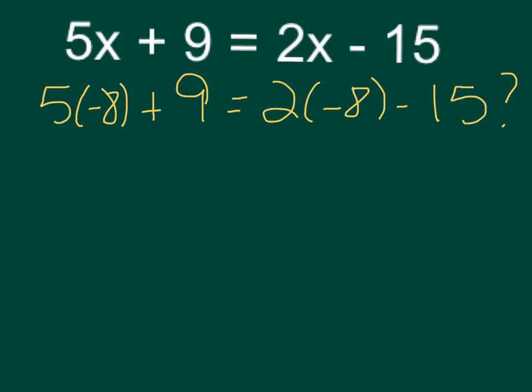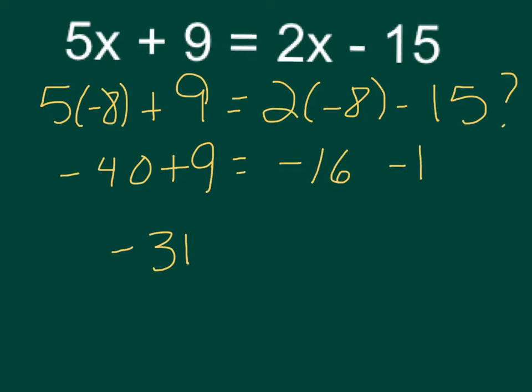So on the left side, 5 times negative 8 is negative 40. And negative 40 plus 9 is negative 31. On the right side, 2 times negative 8 is negative 16 minus 15. Well, negative 16 minus 15 is indeed negative 31, so our answer checks, and we're correct. Yippee!